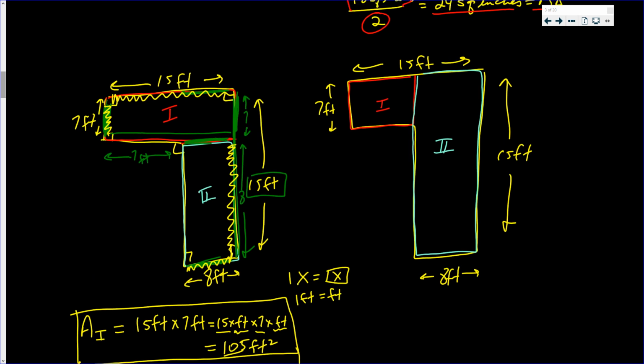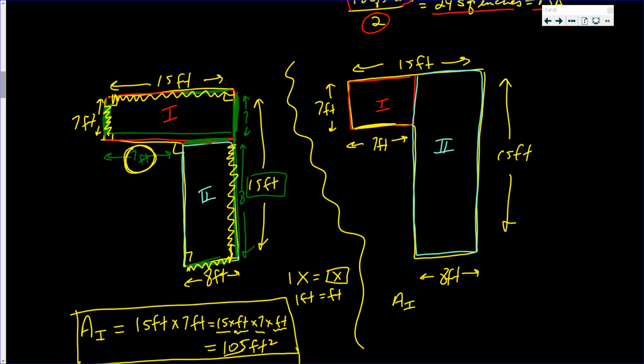Now to the right, I have the same figure. I just partitioned it differently. Same argument over here. This is 7 feet, just like I said it was 7 feet on the left. So the area of region 1, well, that's 7 feet by 7 feet. We get what we get. 7 times 7 is 49. Foot times foot, square feet.